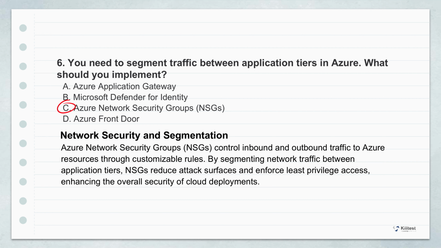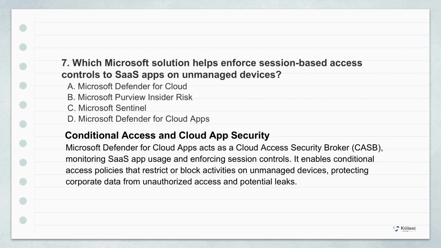So NSGs handle traffic inside Azure, but what about users outside? Working from home, coffee shops, maybe on their personal laptop, accessing cloud apps. How do you secure access to SaaS apps, especially from devices you don't manage? Yeah, the unmanaged device problem.